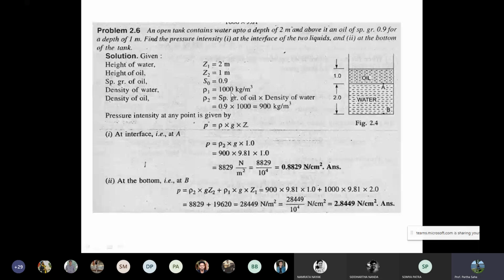So the density of oil is 900 kg per cubic meter. The pressure at this point is rho G H. So just calculate, put in this value 0.8829, and the pressure at point 2 will be for this side and this side. So this 0.8829 plus for this liquid, that is 1000 into 9.81 into 2, 2.8449 Newton per centimeter squared.